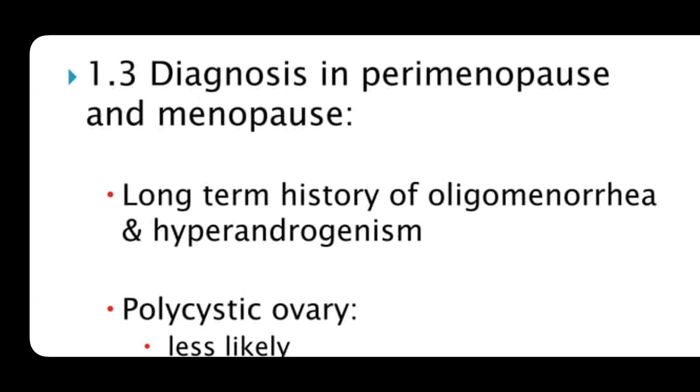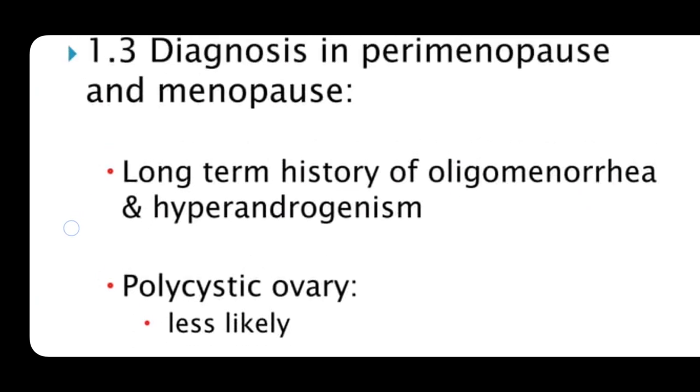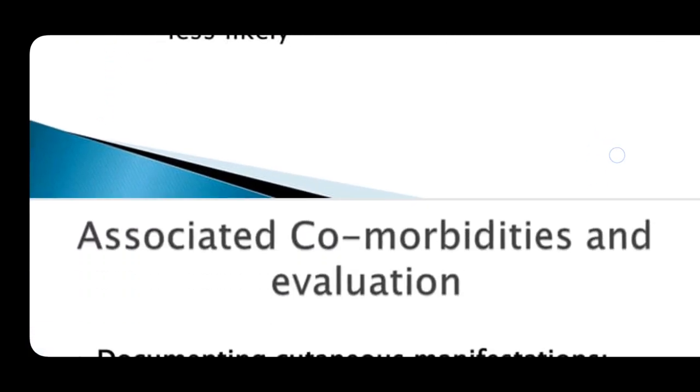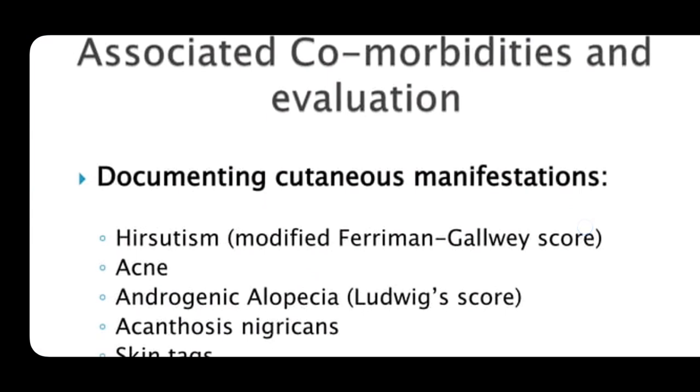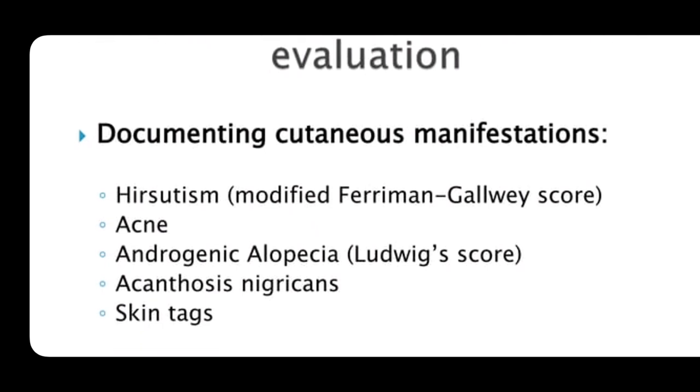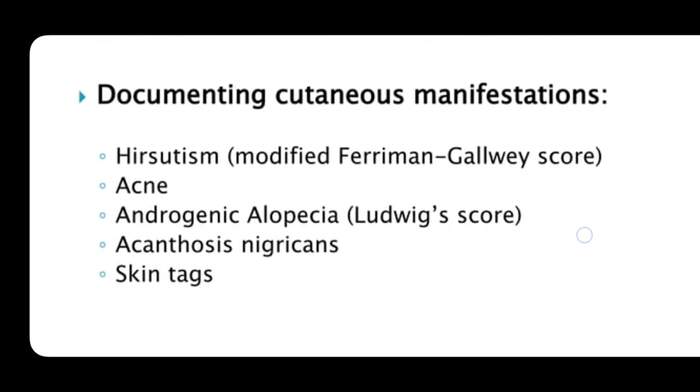Long-term history of oligomenorrhea and hyperandrogenism. Polycystic ovary is less likely in perimenopause and menopause. Associated comorbidities and evaluation. Hirsutism, that is cutaneous manifestation of polycystic ovary syndrome. Hirsutism, acne, androgenic alopecia, acanthosis nigricans, and skin tags.